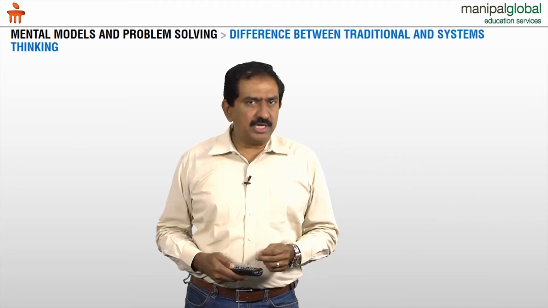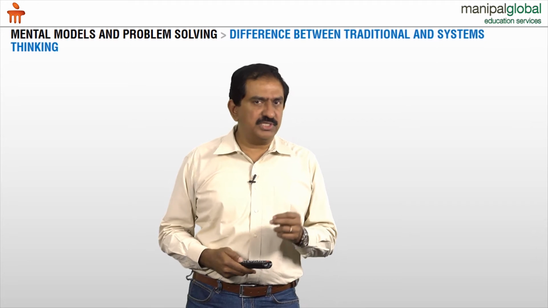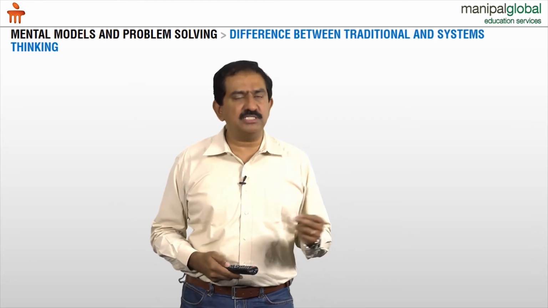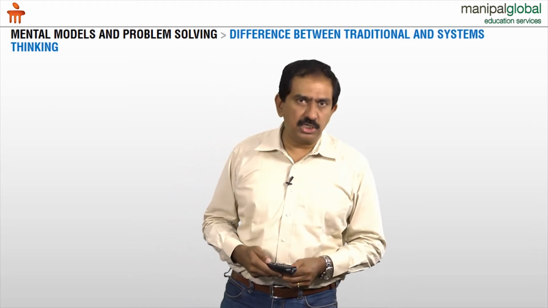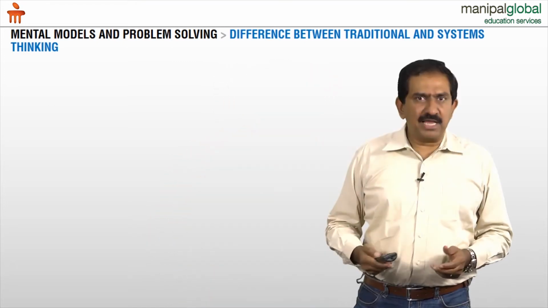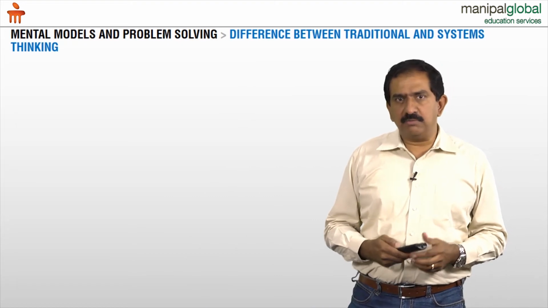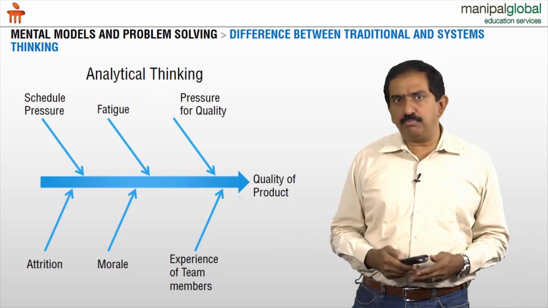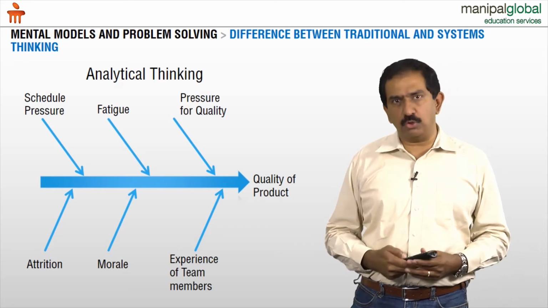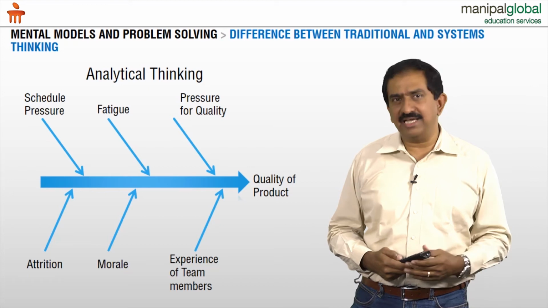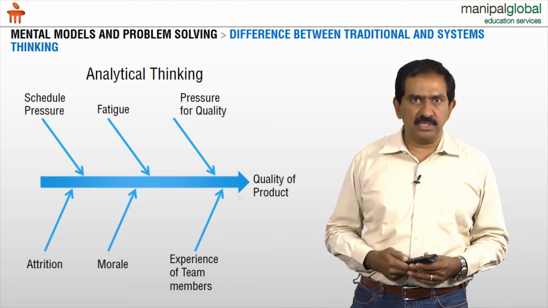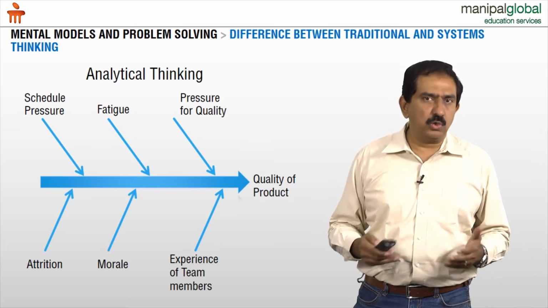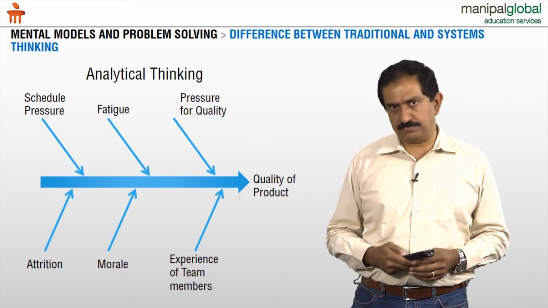Let us now move on and try to understand the difference between traditional and systems thinking and how they relate to this concept of mental models and the kind of problems that we have been talking about. The primary difference can be seen from this diagram. Anybody who has ever solved any problem knows what a fishbone diagram is, and this is an example of a fishbone diagram. In this diagram, we are looking at studying how to resolve quality issues of a product.